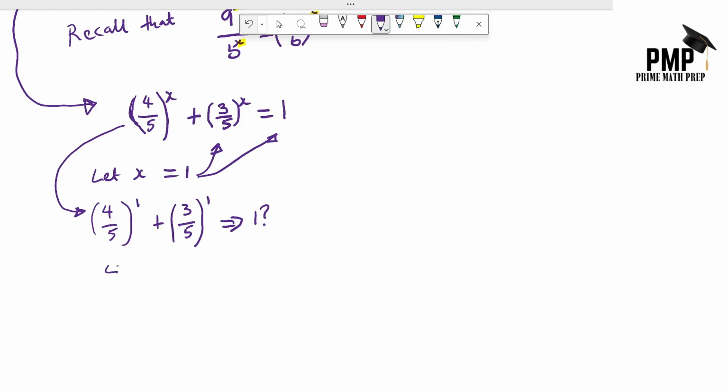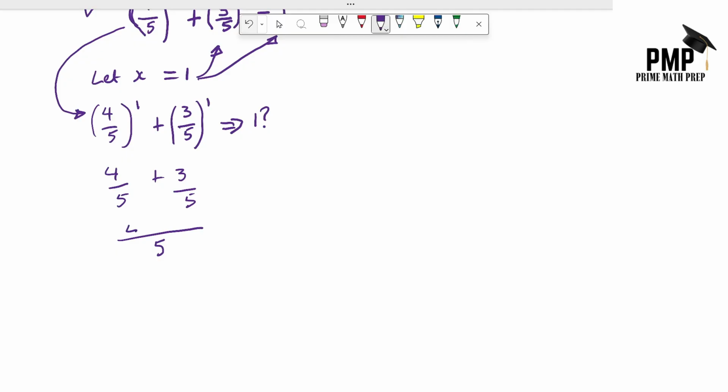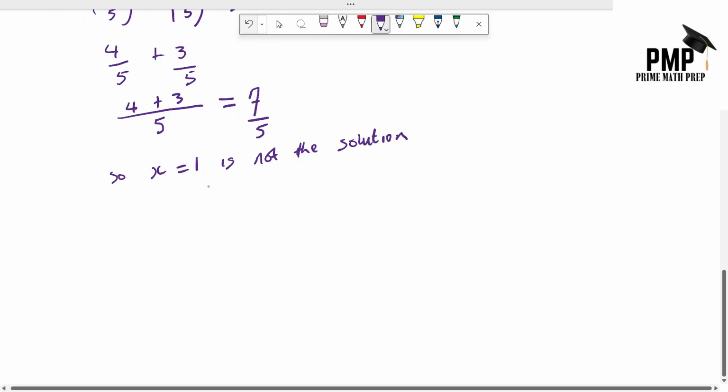This is 4 over 5, opening the bracket, plus 3 over 5. Since they have a common denominator, we'll write it and sum the numerator. This is 4 plus 3, which gives us 7 over 5. So therefore, x equal to 1 is not the solution we are looking for. Let's try the next integer.